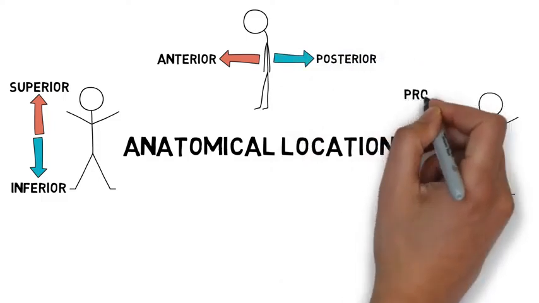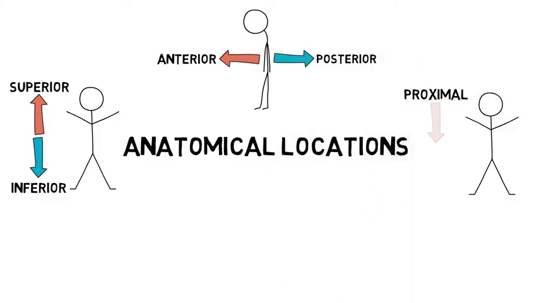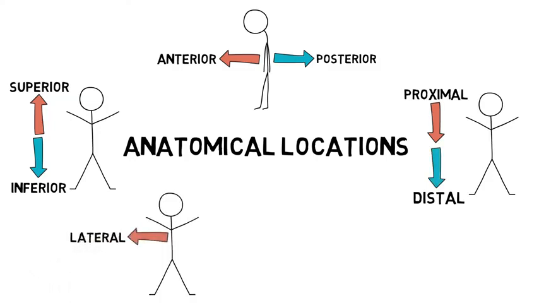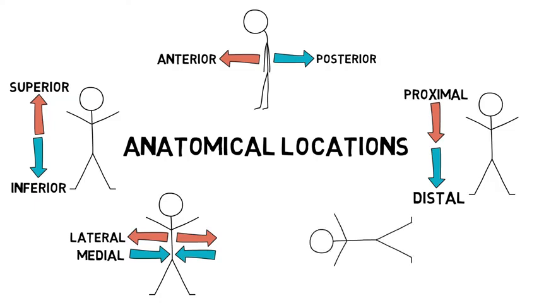Proximal refers to a position nearest to the centre of the body. Distal refers to a position away from the centre of the body. Lateral refers to a position further away or outside of the body. Medial refers to a position near the middle of the body. Prone refers to lying flat, facing down towards the floor. And supine refers to lying flat, facing up towards the sky.